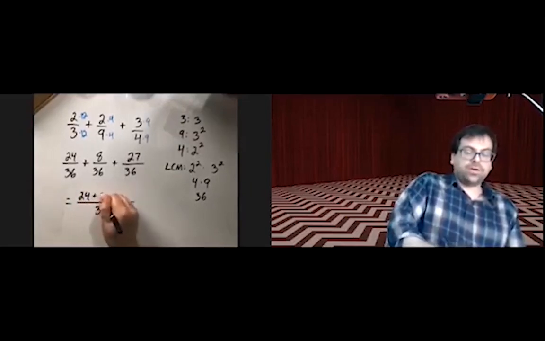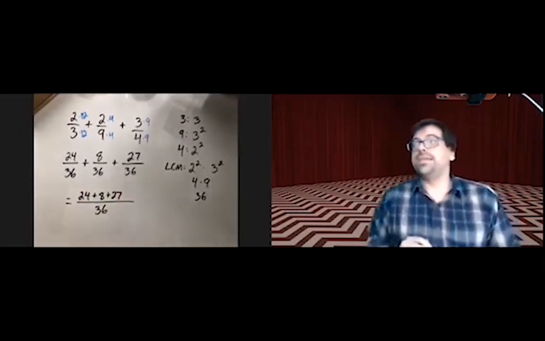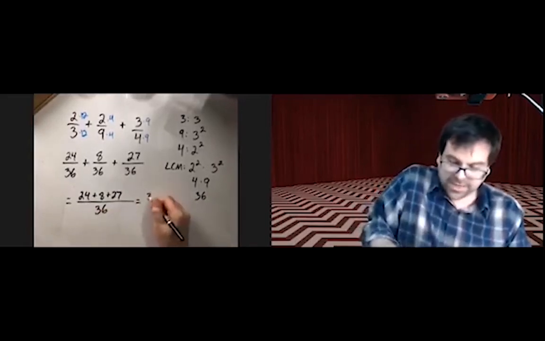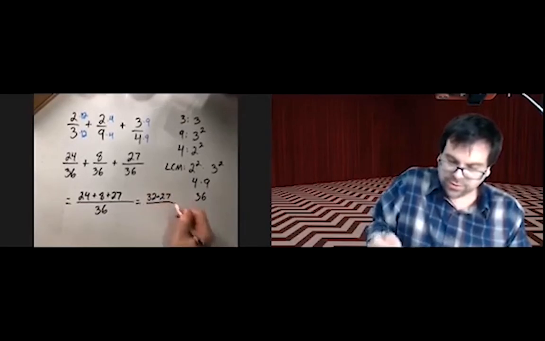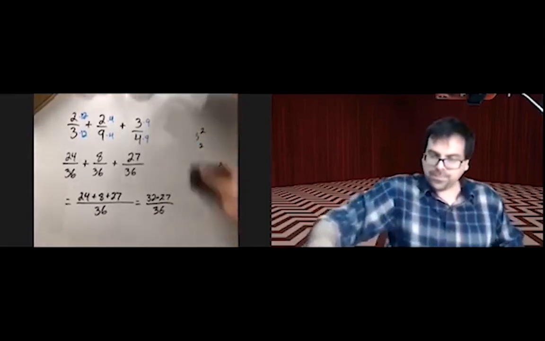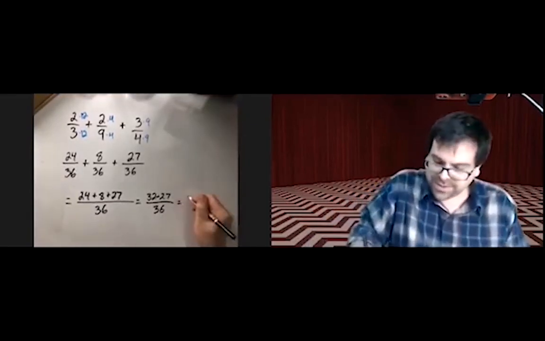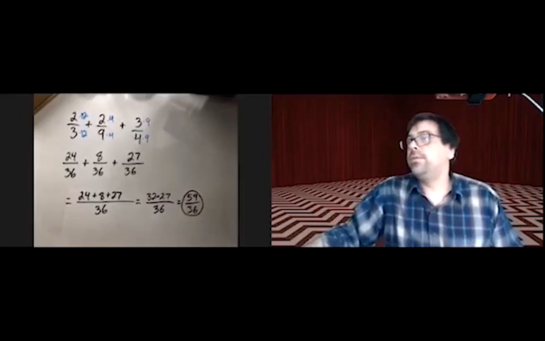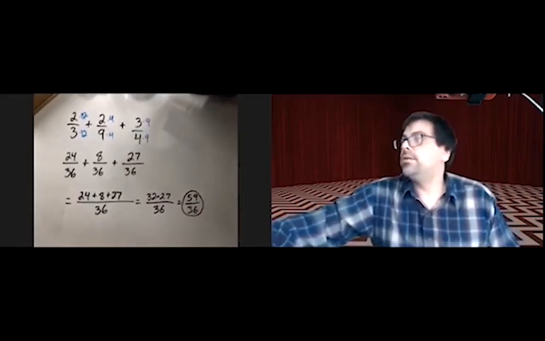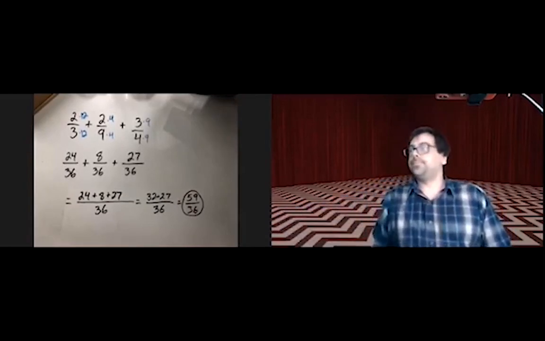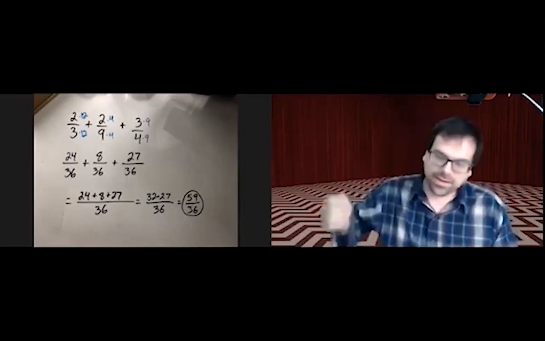So on top, 24 plus 8 plus 27, all over 36. 24 plus 8 is 32. So 32 plus 27 all over 36. 32 plus 27 is 59. So 59 over 36, which is accepted. Isn't this fun? I think these are kind of fun.